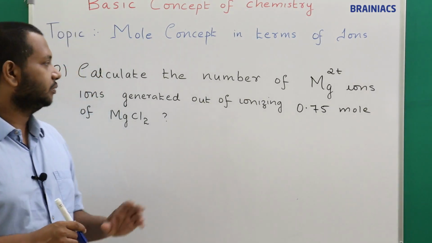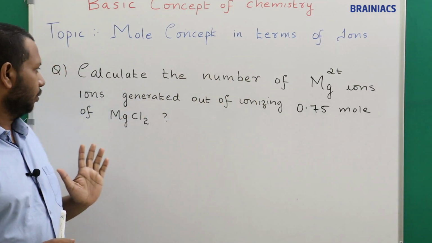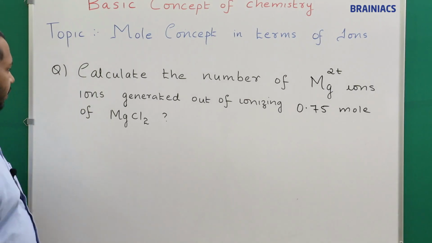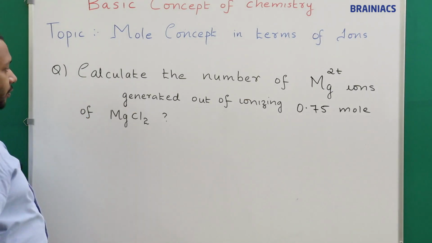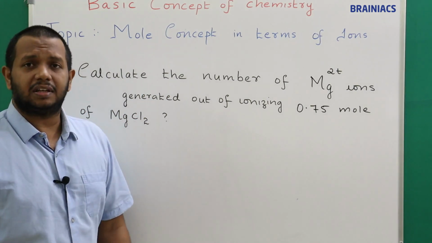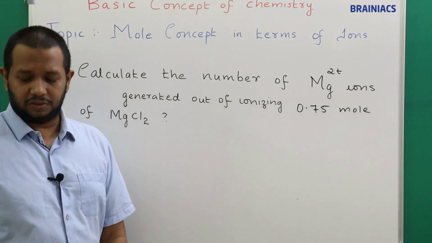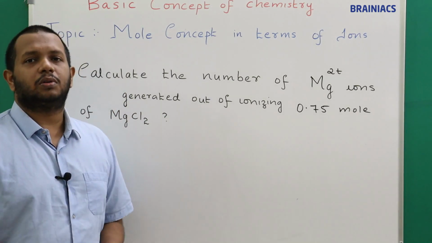So now listen here, I have generated the question. Calculate the number of Mg2+ ions. Mg2+ ions, already ions is there. So I am asking for Mg2+ ions generated out of ionizing 0.75 mole of MgCl2. This is my question. So how to do this again?